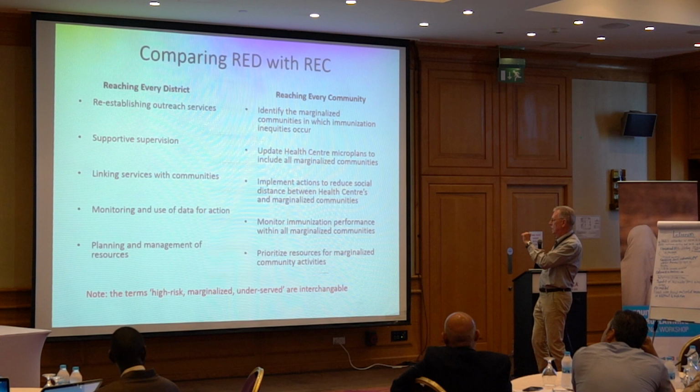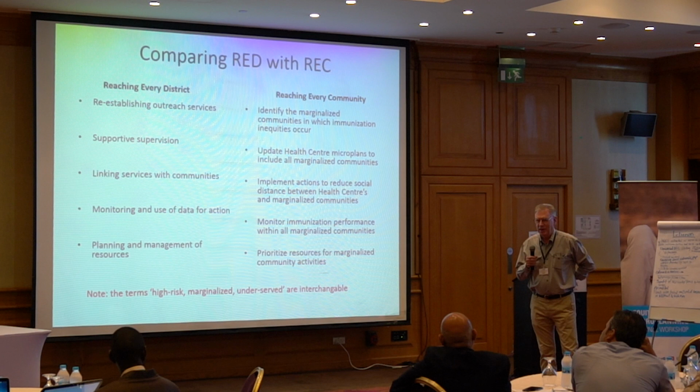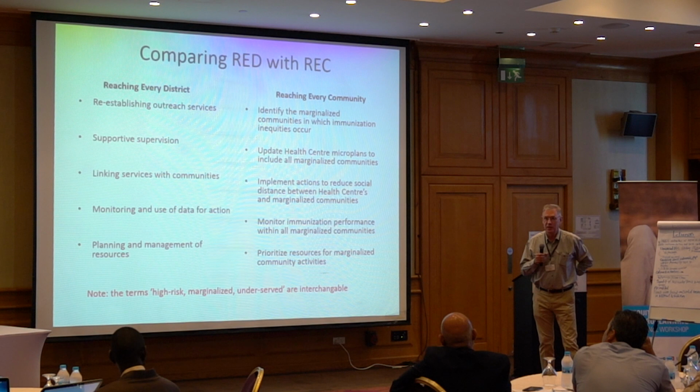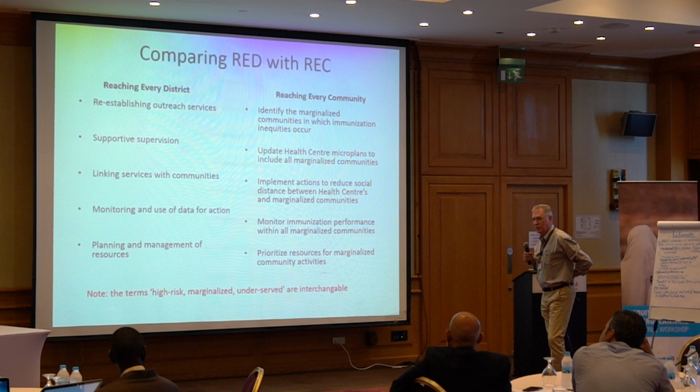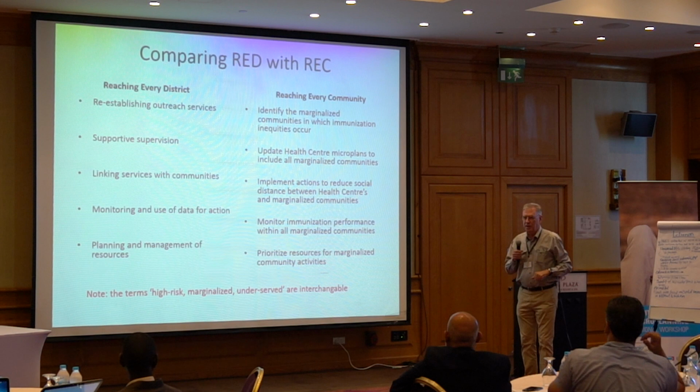We need to monitor the immunization performance within the communities. Now, this is not about coverage, because we don't know the numerator and the denominator very often. We may get a numerator because we go around and vaccinate. We don't know the denominator. So how do we actually find out? You have to go and monitor in the communities. Check what's happening. You have to visit them to find out what's happening. It's legwork. And we have to make sure the resources are getting to those prioritized, marginalized communities.